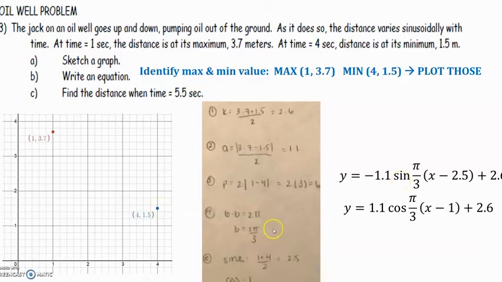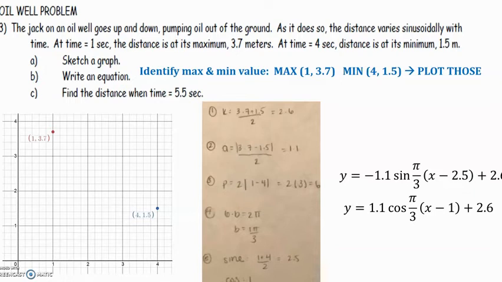Then my frequency, we were told, is pi thirds. Then x, my phase shift, these are the two different ones. So it's moving 2.5 to the right, which was if it was sine, or it's shifting to 1, which was our cosine maximum value. And then last but not least, we add in our vertical shift, 2.6. So that's basically it for writing an equation for a real-world problem. Identify a min and a max, and you'll get it going.